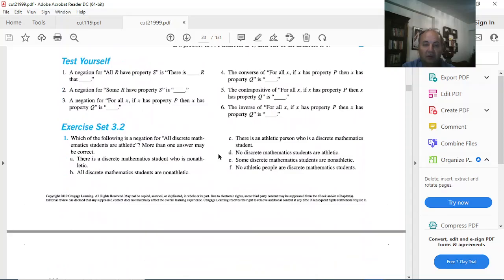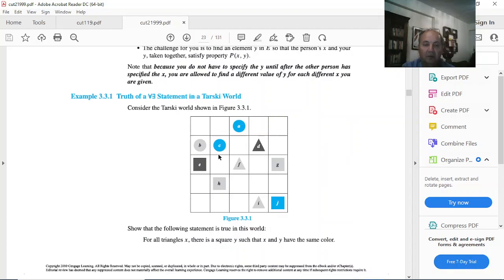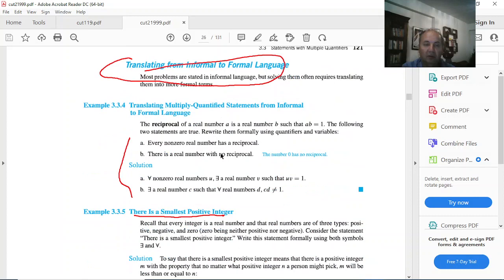Solutions and examples. Multiple quantifiers and multi-valued logic. Every non-zero real number has a reciprocal. There is a real number with no reciprocal. You have to translate this to a mathematical statement like this one: for all non-zero real numbers u, there exists a real number w such that their multiplication is 1. It's the definition of reciprocal.